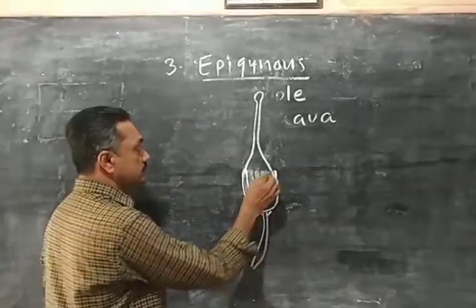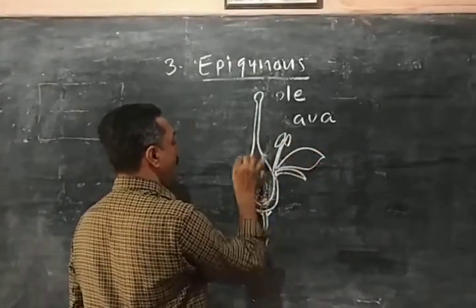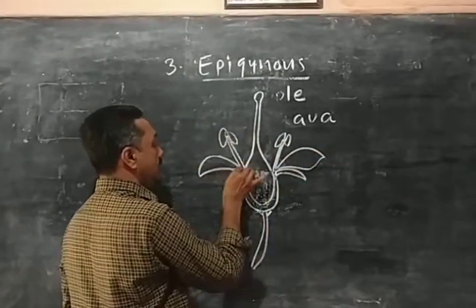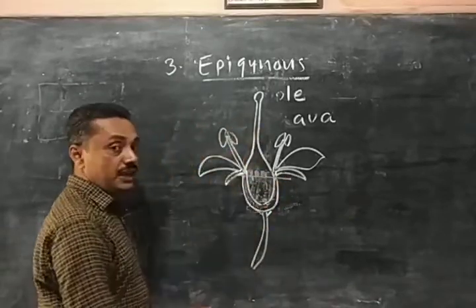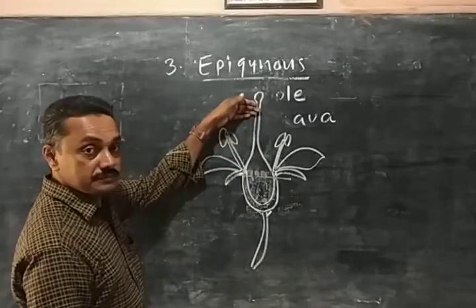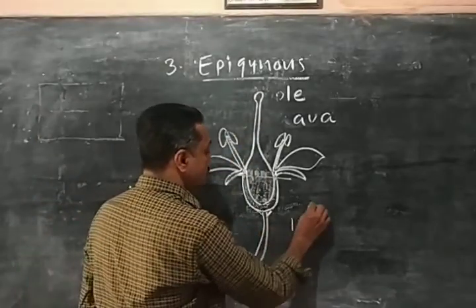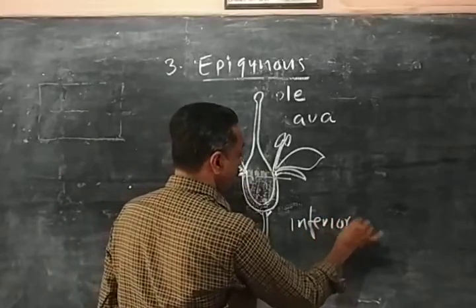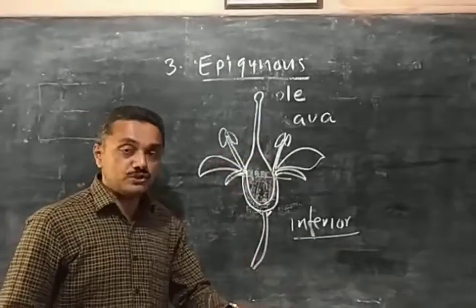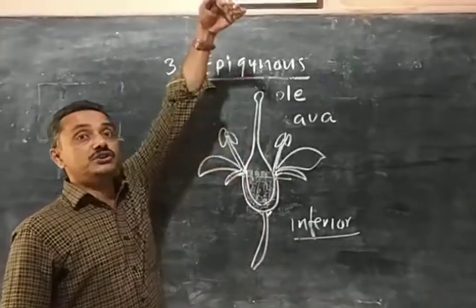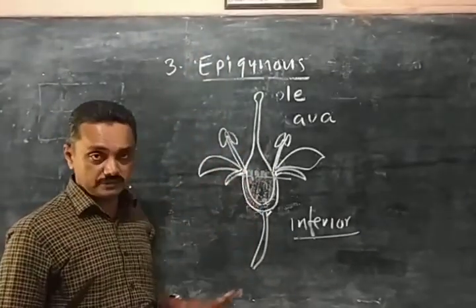The other parts, androecium, petal, sepal, originate from above the ovary. Such flowers are called inferior ovary flowers. What is the meaning of inferior? Lowest position is called inferior. Highest position is called superior. Between the two is called half inferior.